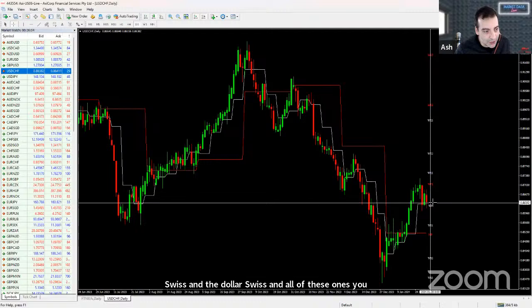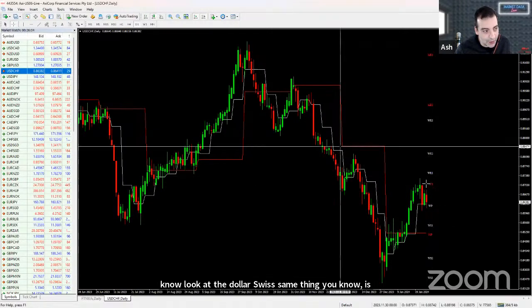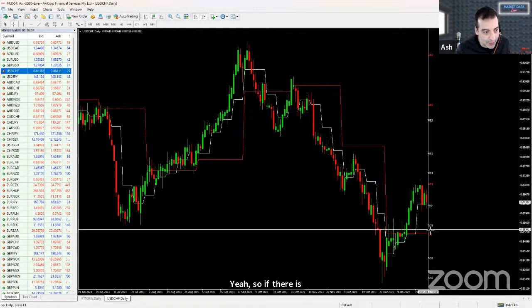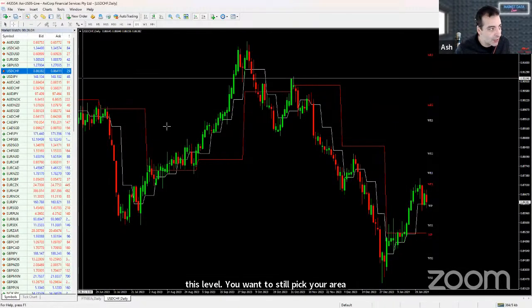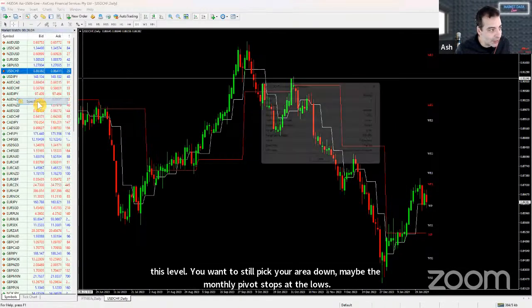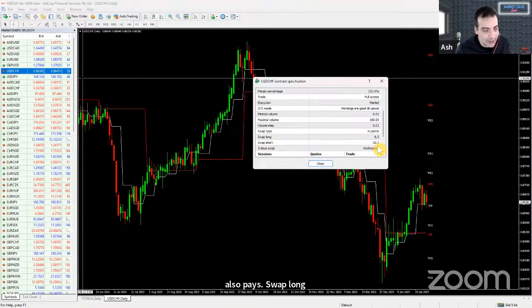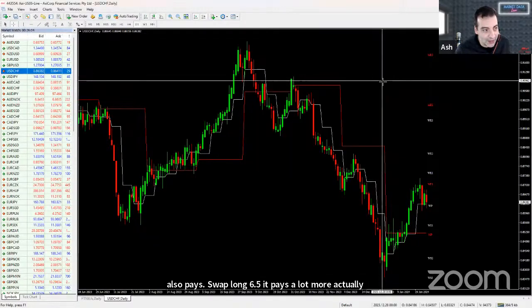Is there a chance this could go up? Yep. So if there is, obviously it needs to come through this level, and you might want to still pick your area down, maybe the monthly pivot, stops at the lows. If there is, you look at the specifications. This one also pays, swap long 6.5. It pays a lot more, actually. Swap short minus 10.5. So this one pays even better.